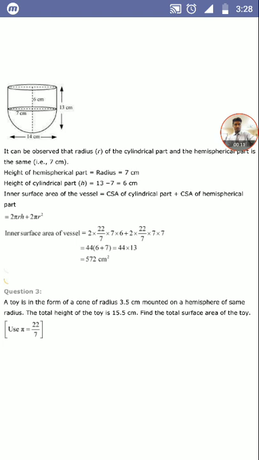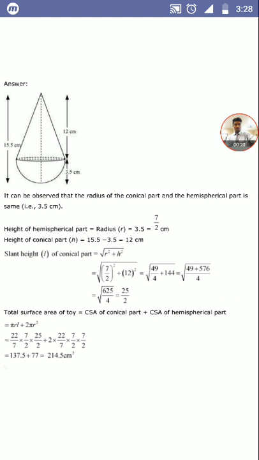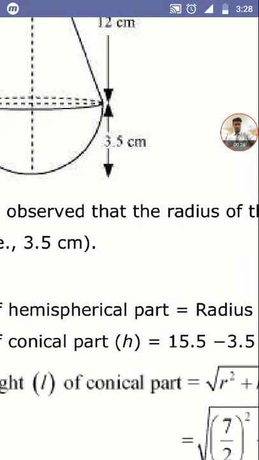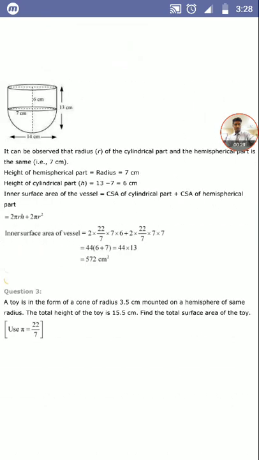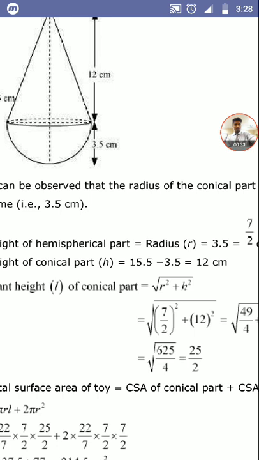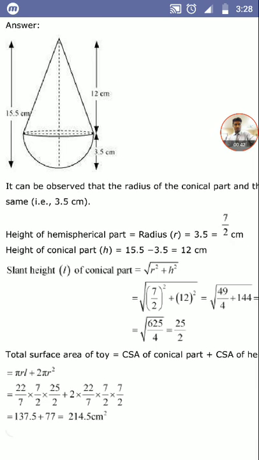So we have to move on to question number 3. 1 and 2 were done. A toy is in the form of a cone. Okay, it's a hemisphere on top of a cone. Okay, top or beneath the cone. So this is your required figure, and what you have to calculate is the curved surface area, and the lateral surface area and the base. So eventually you have to calculate the total surface area. Okay, so majorly you are asked to calculate surface area, it means total surface area.